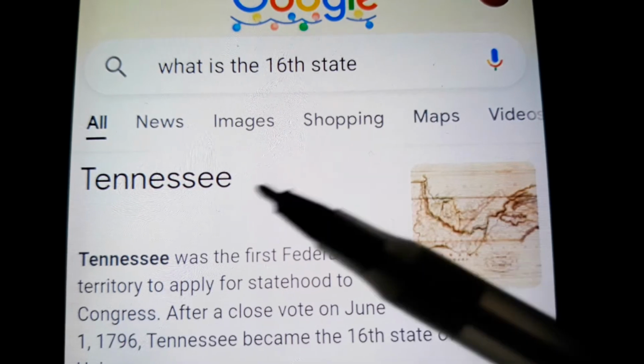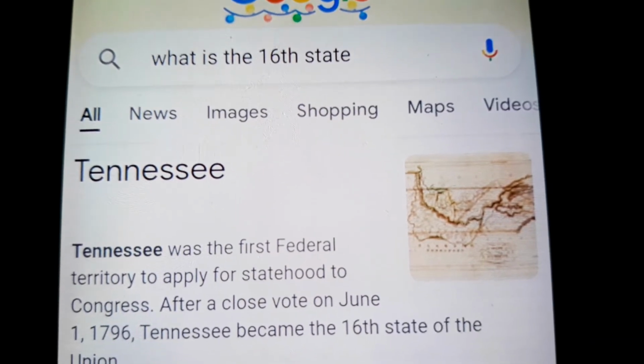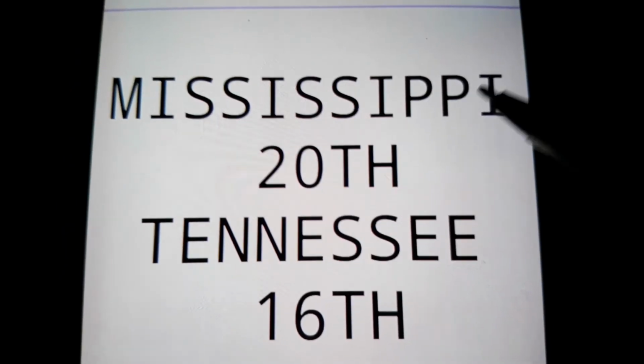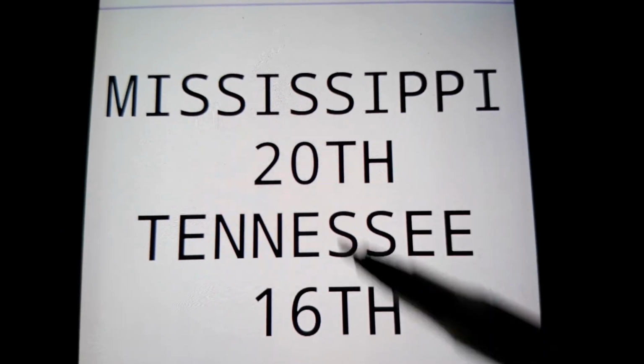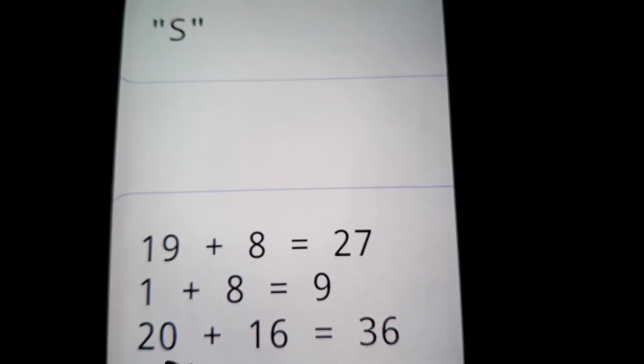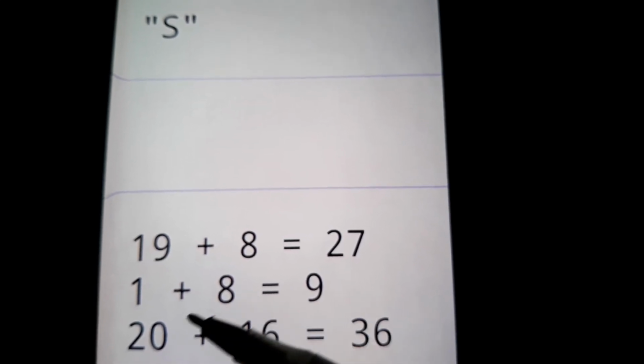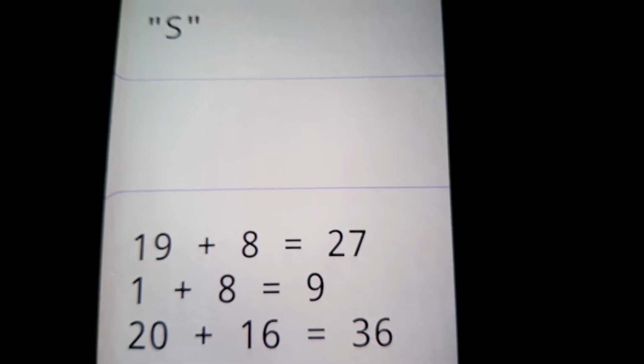And then he lived and died in the 16th state, which is Tennessee. So that means that he's from the 20th and the 16th. You see that? The 2016. And I just showed you the letter S has the 20 and 16. If you think that's a coincidence, you're crazy. And the 2016 is very important.